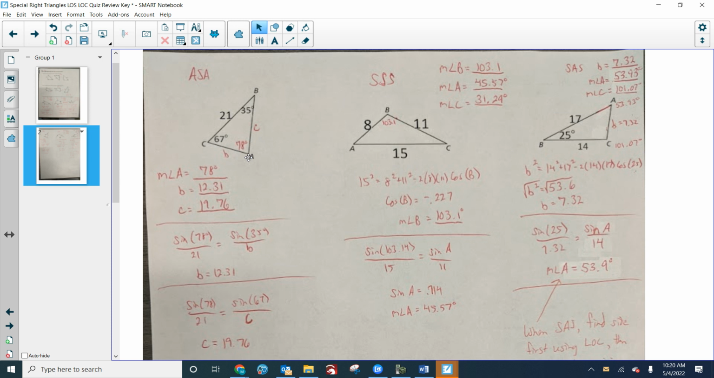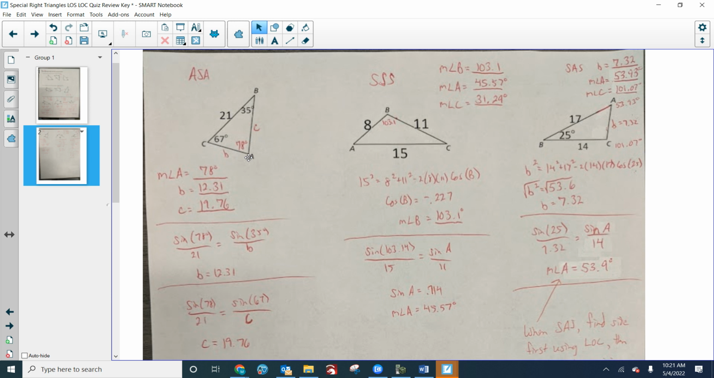Well, sine of A over 14 equals sine of 25 over 7.32. I have that work up here. Cross multiply. A is 53.9 degrees. The measure of angle A is 53.9 degrees. Okay?